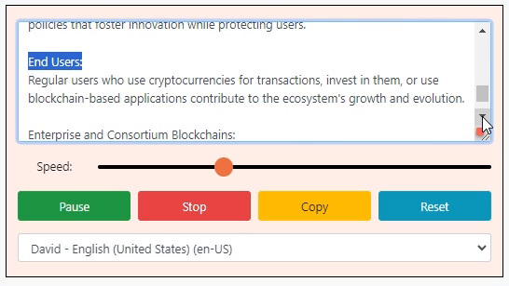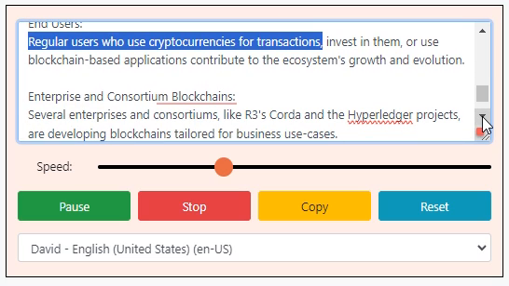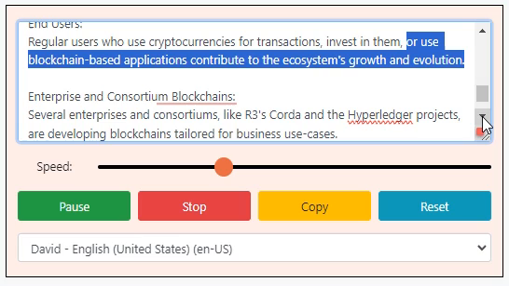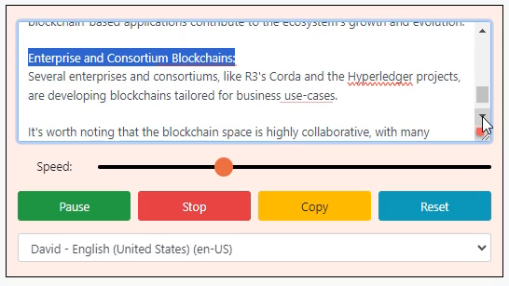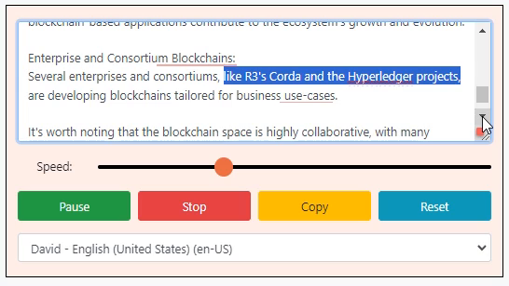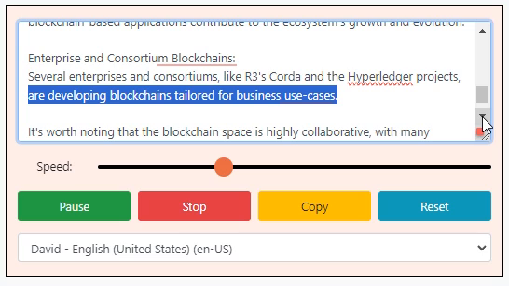End users. Regular users who use cryptocurrencies for transactions, invest in them, or use blockchain-based applications contribute to the ecosystem's growth and evolution. Enterprise and consortium blockchains. Several enterprises and consortiums, like R3's Corda and the Hyperledger projects, are developing blockchains tailored for business use cases.